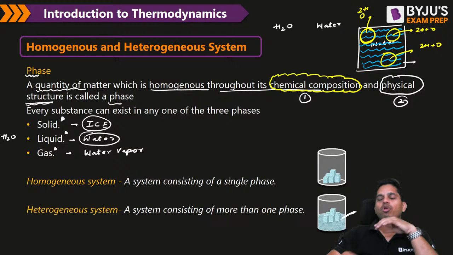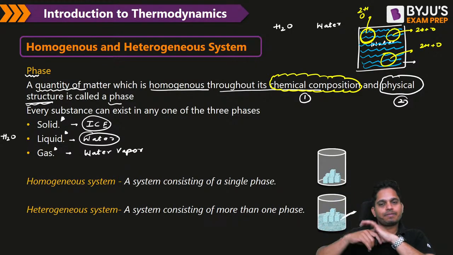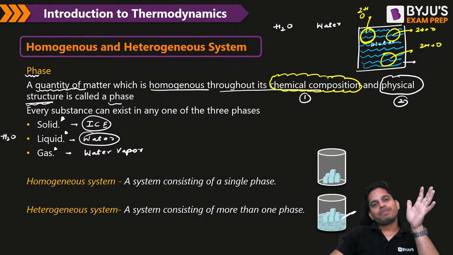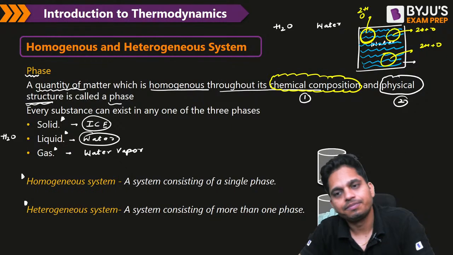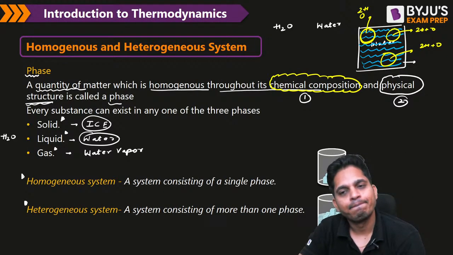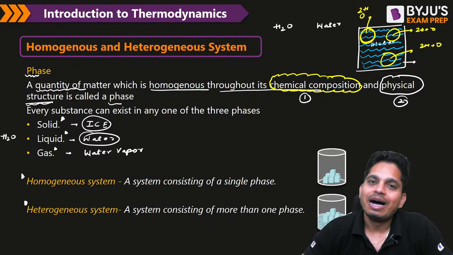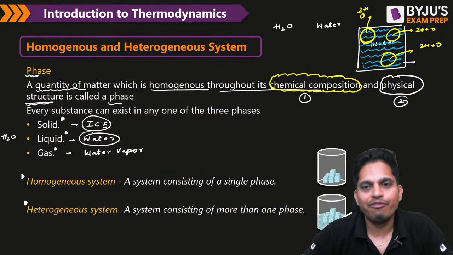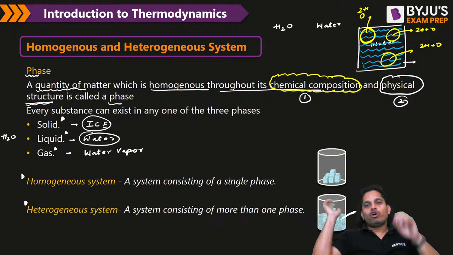Now, based upon the phases, the system can be classified further as homogeneous system and heterogeneous system. So what is homogeneous? Homogeneous means a system that has only one phase. For example, you go to your refrigerator.